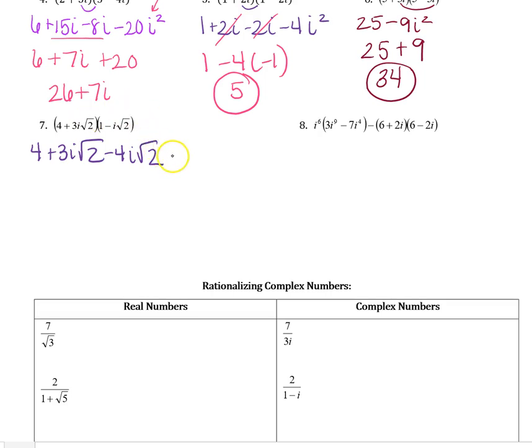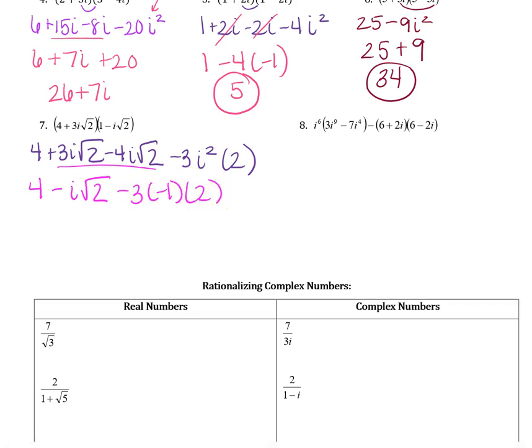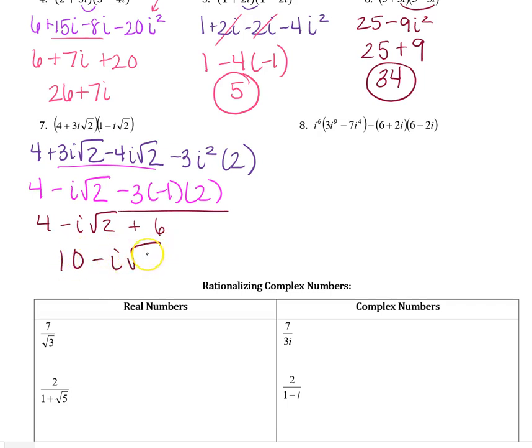And then my last gives me minus 3i squared times 2, because the square root of 2 times the square root of 2 is just 2. I'm going to clean it up a bit. So I have 4 minus i square root of 2. Then I have minus 3 times negative 1 times 2. So this is all going to go to a positive 6. So I really have 4 minus i radical 2 plus 6. So 10 minus i radical 2 is my final answer in a plus bi form.